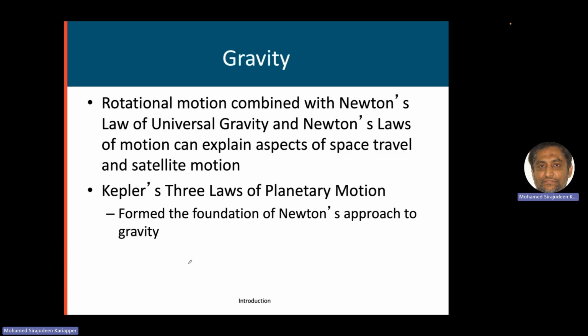This person, whose name is Kepler, had 3 laws for planetary motion, before Newton, okay? But when Newton came, he used his 3 laws, and he was able to derive these 3 laws theoretically from Newton's laws.